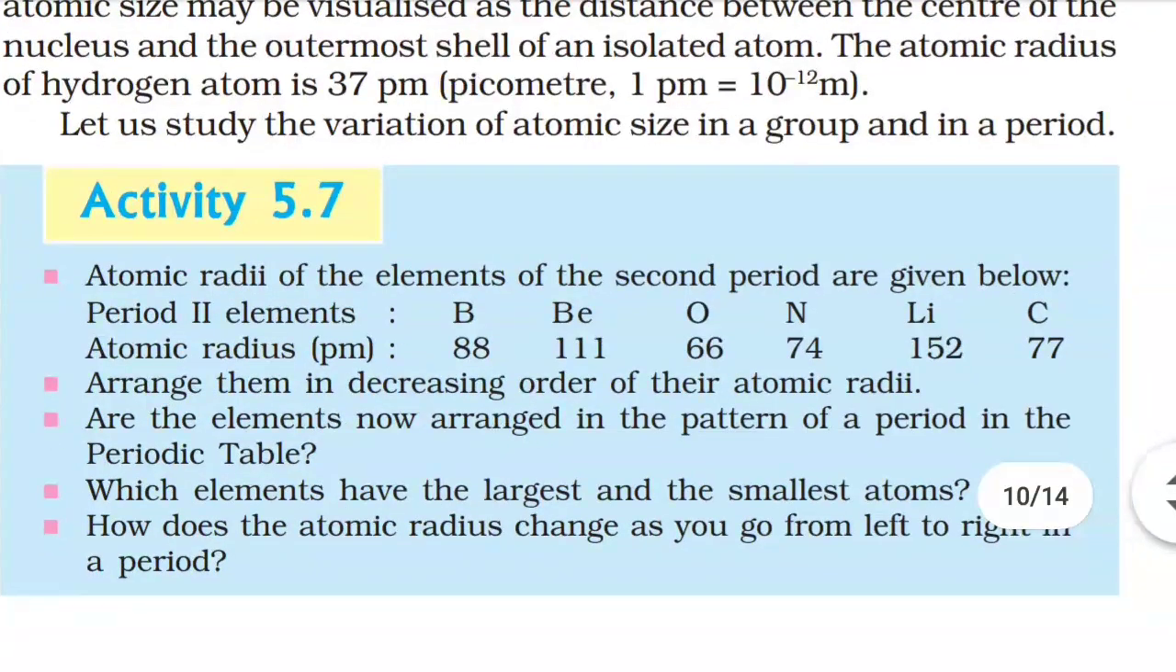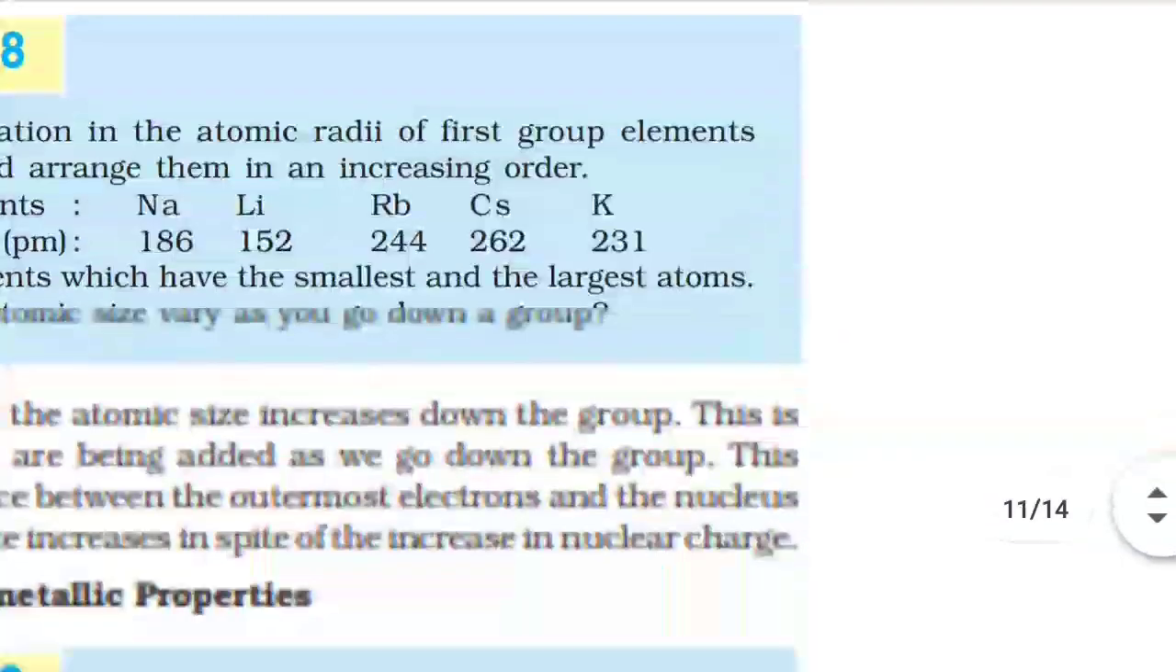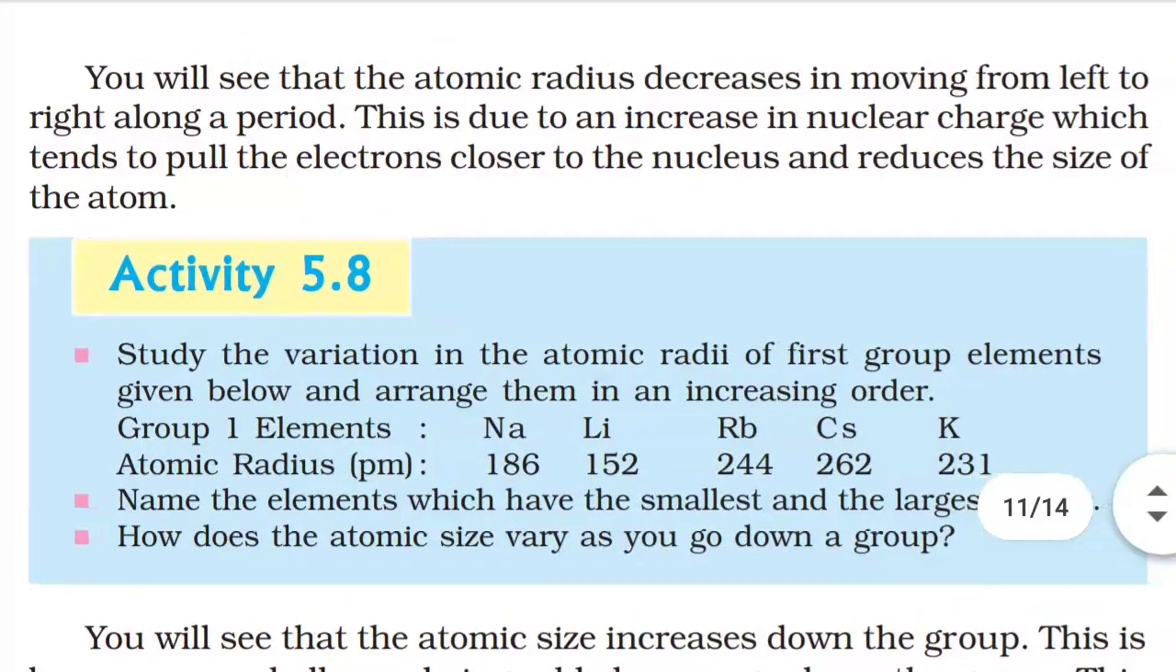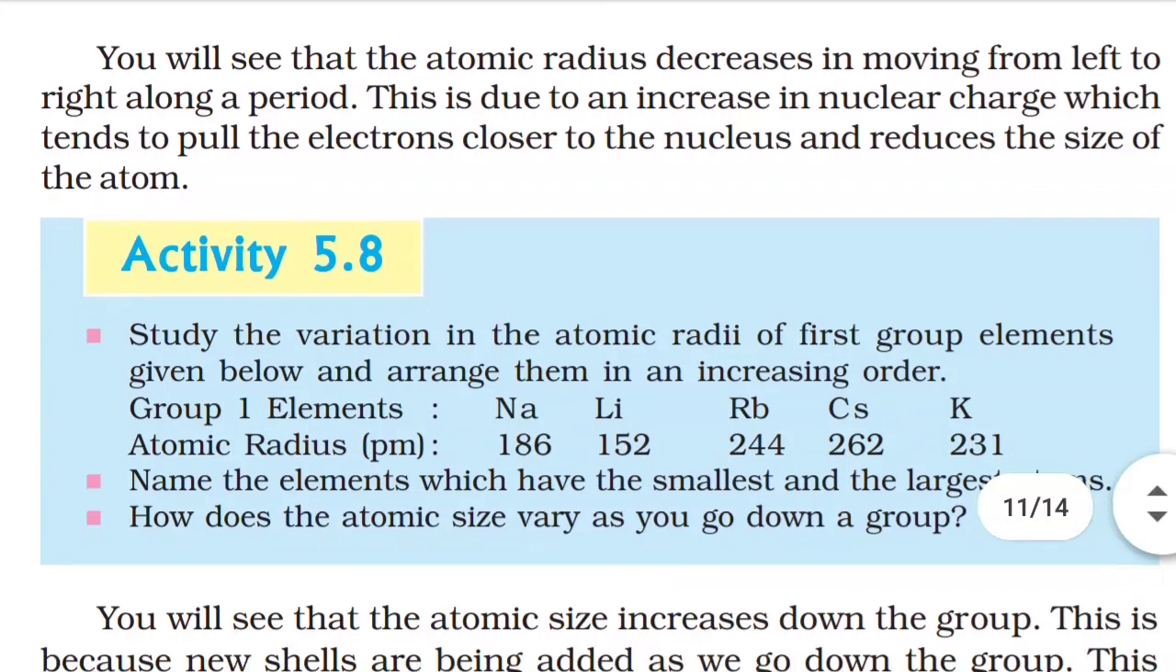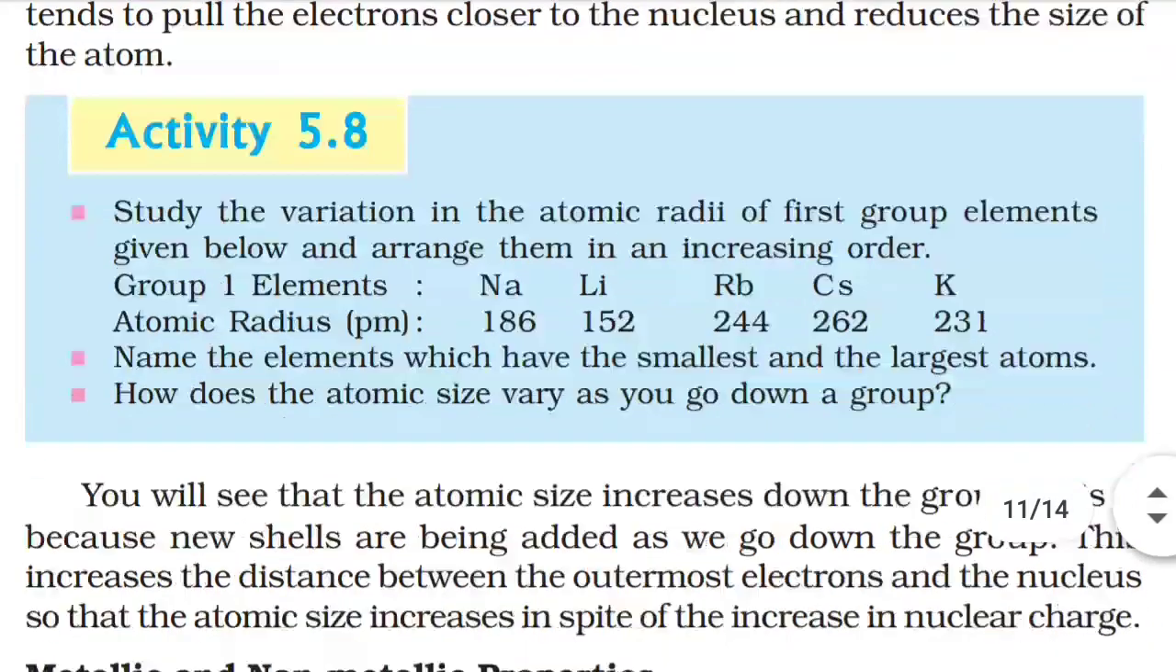Let us study the variation of atomic size in a group and in a period. You will see that the atomic radius decreases in moving from left to right along a period. This is due to an increase in nuclear charge, which tends to pull the electrons closer to the nucleus and reduces the size of the atom.